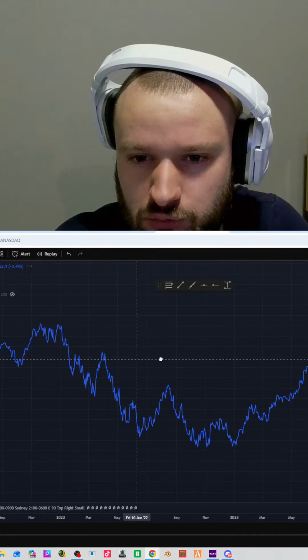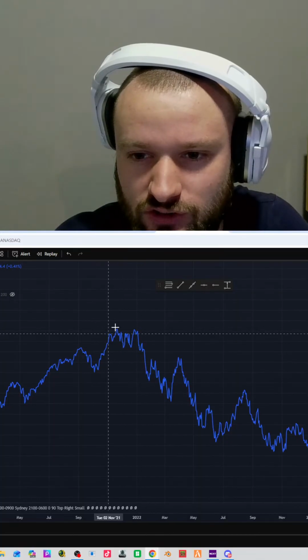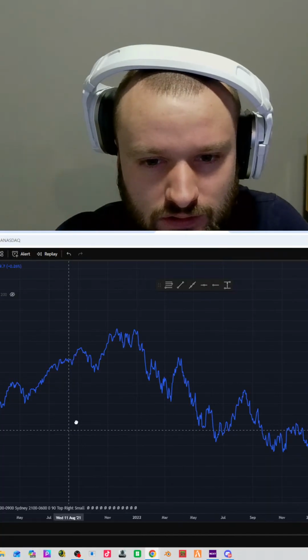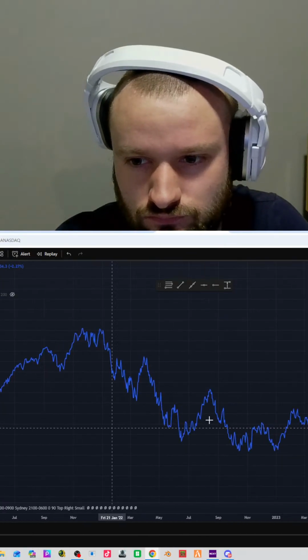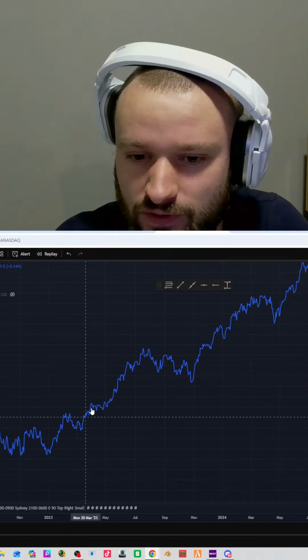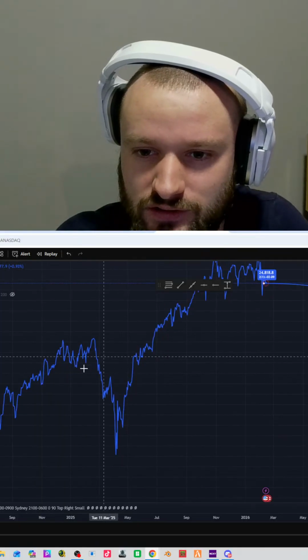Trying to see another point in time. Here's another good example. Consolidation or stagnant, and then it fell. Fell. Then it started coming back up. Consolidated, stagnant, and it fell.